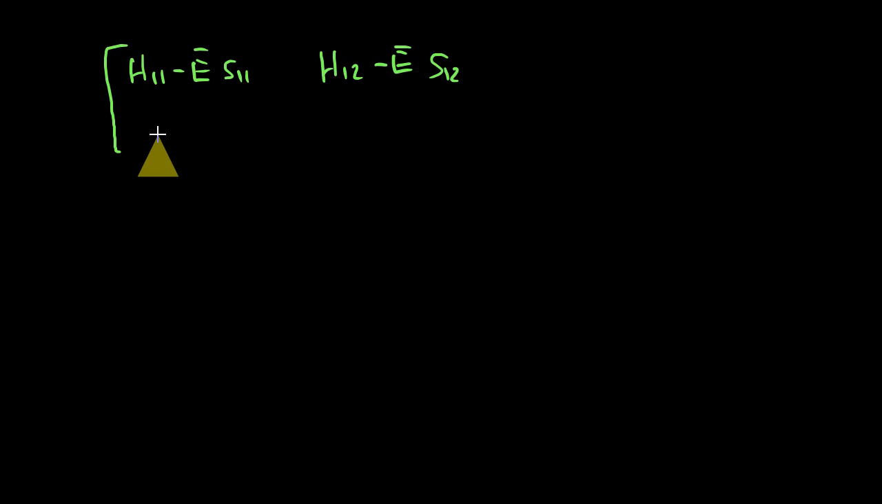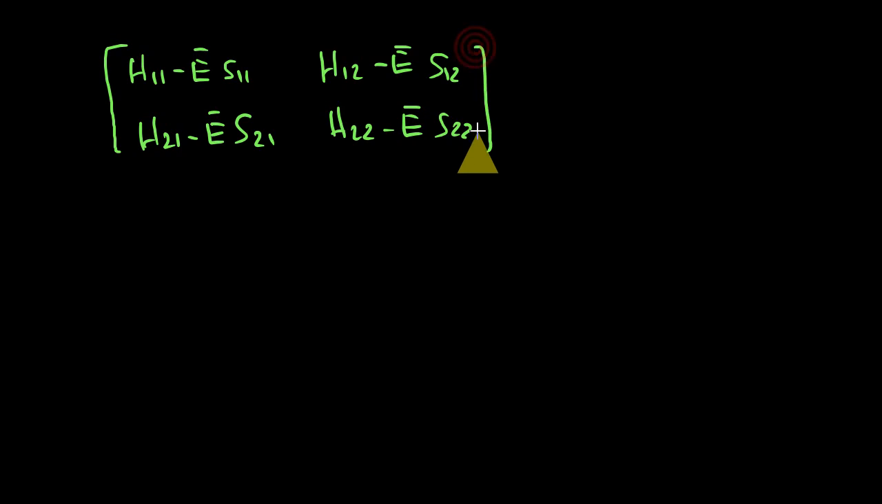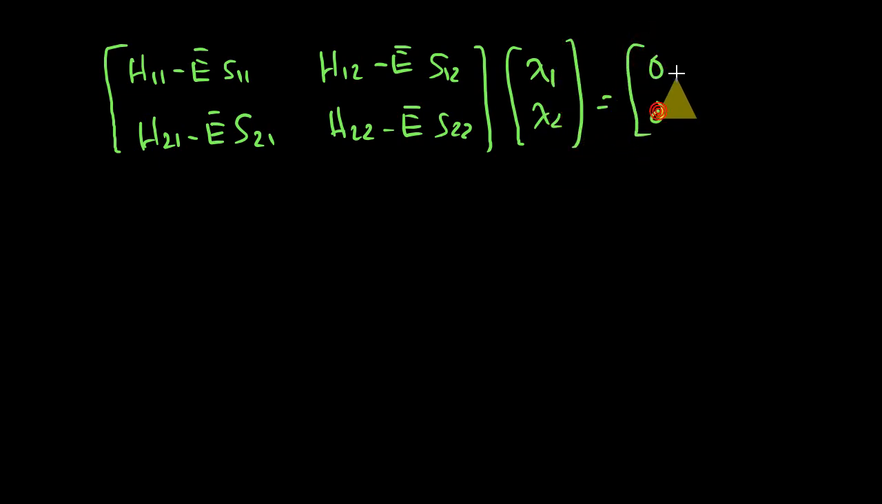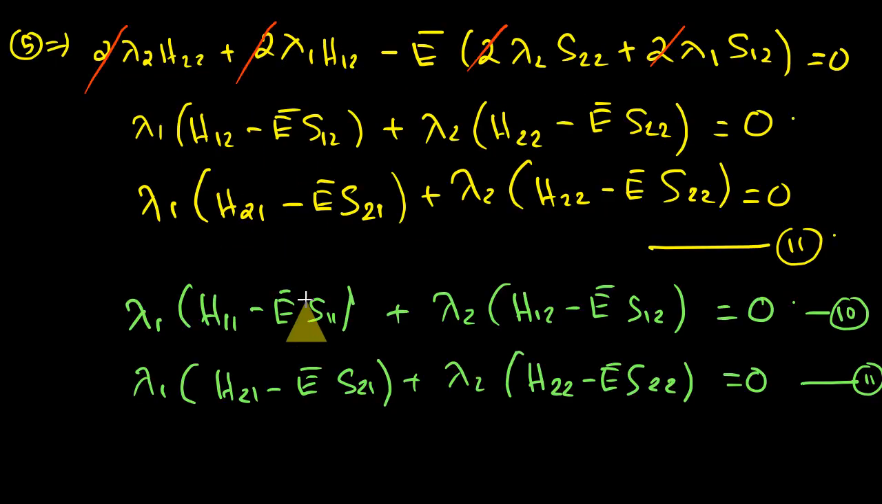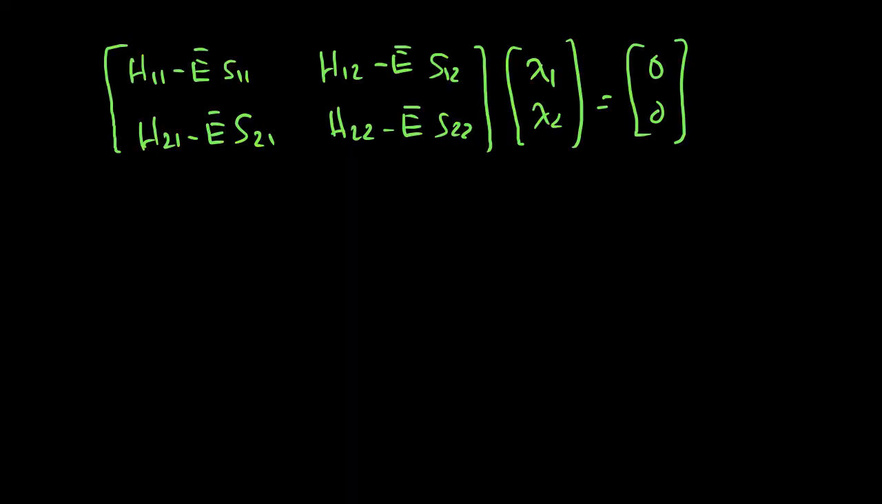And in the second row of the matrix, I write the coefficients of λ1 and λ2 in the second equation, that is H21 minus E bar S21 and H22 minus E bar S22. That is one matrix. That matrix is multiplied by another column matrix, λ1, λ2, and that gives a zero matrix. I just wrote this equation in matrix form, and when we expand this, we will get the same equations.